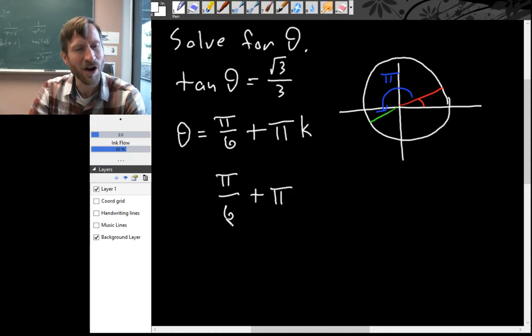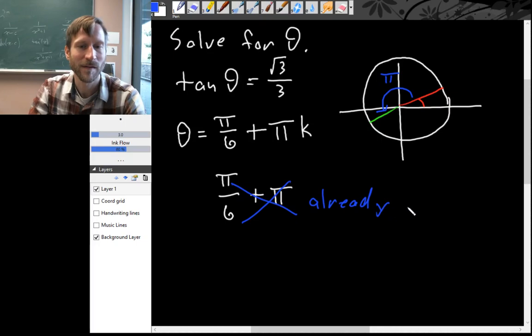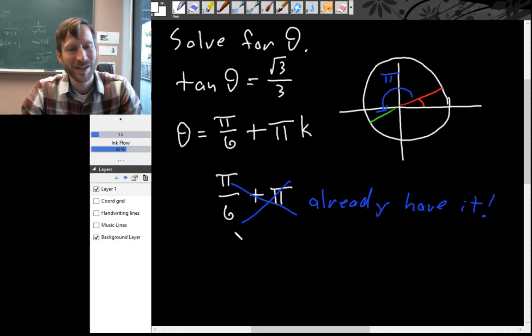But we actually already have this solution written down in our previous list, pi over 6 plus pi k. So there's no reason to add this to our list again, so we already have this one. So for tangent, there sort of isn't a symmetric solution like there is with sine and cosine.